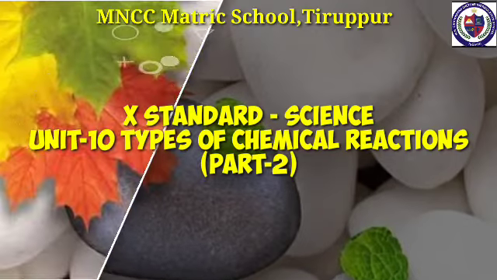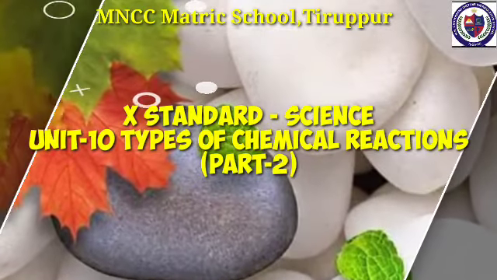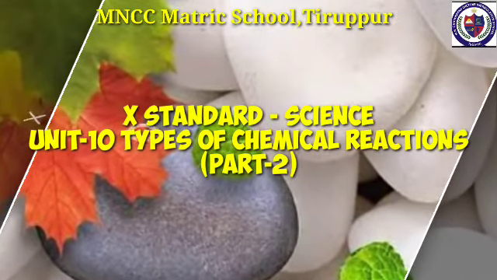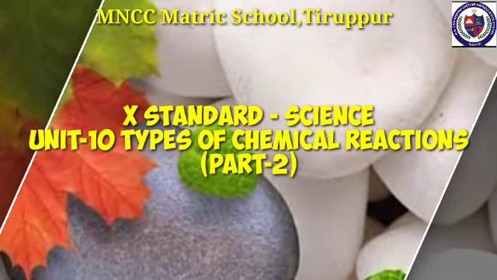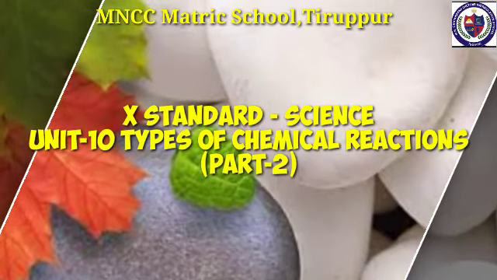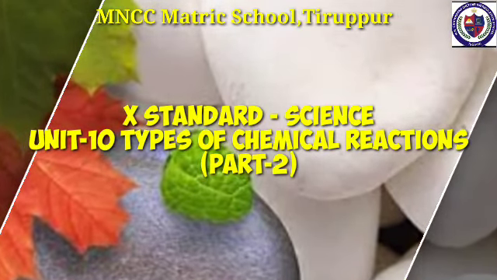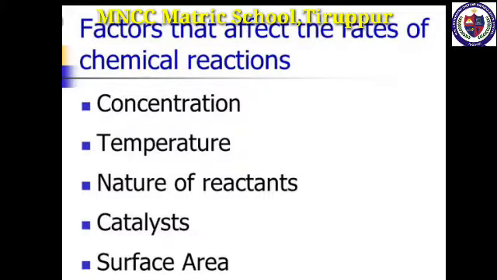Dear children, in this video we are going to see 10th standard science unit 10, types of chemical reactions, part 2. Already we discussed chemical reactions introduction and types of chemical reactions in the part 1 video. First we move to factors influencing the rate of a reaction. The rate of a reaction can be changed. For example, iron gets rusted faster in an acid than in water.